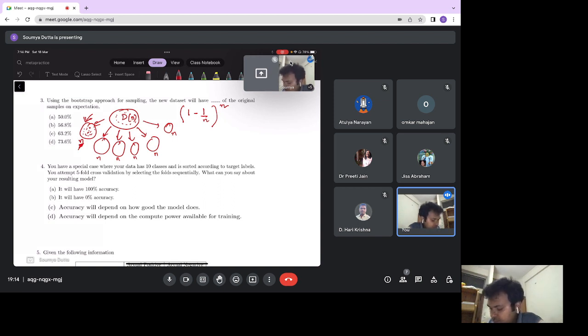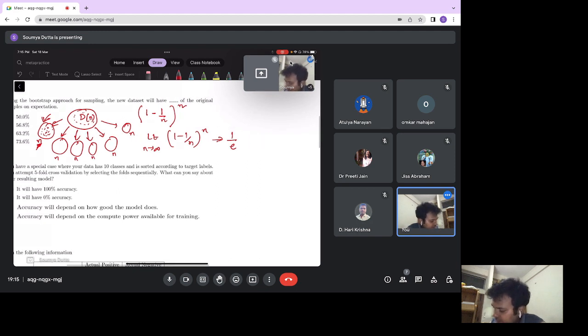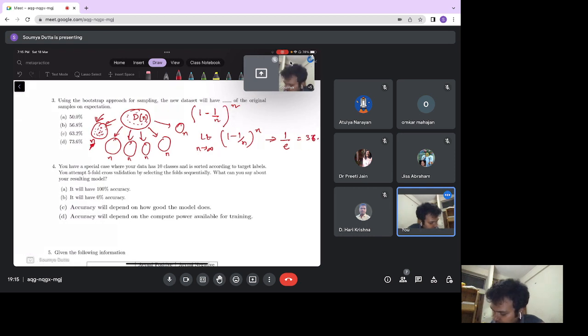Now expectation means if n is a very large number, so let's say n goes to infinity, then the limiting value of this, if you work this out, will turn out to be 1 by e, and this would be ideally around 36.7%. So in percentage terms it will be 36.7.